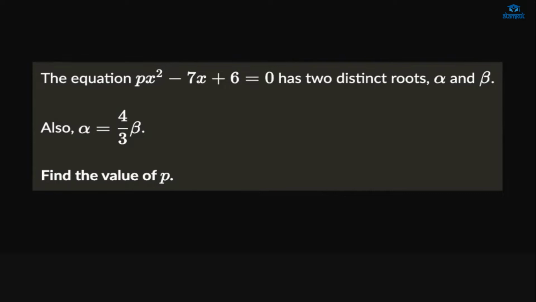Do you remember the quadratic equation, Sophia? Yes, ma'am. In quadratic equations we have seen the discriminant and the nature of the roots, b square minus 4ac. When we have two distinct roots, as said in your question, alpha and beta, the condition is b square minus 4ac is greater than 0. Here alpha is equal to 4 by 3 beta.